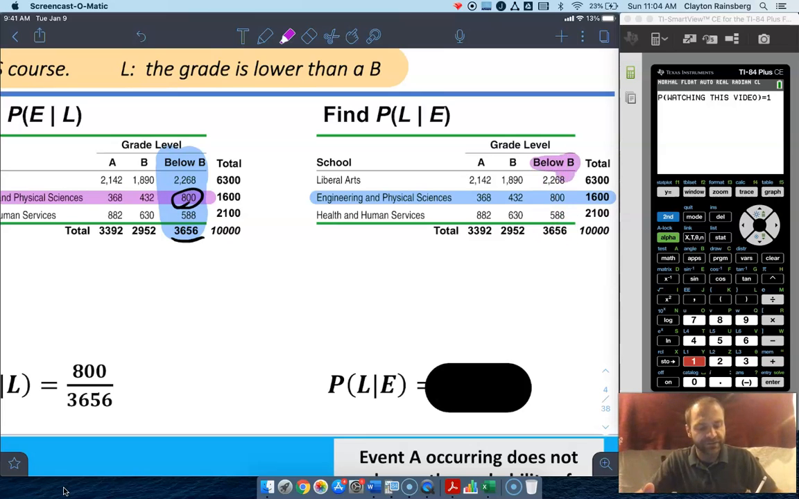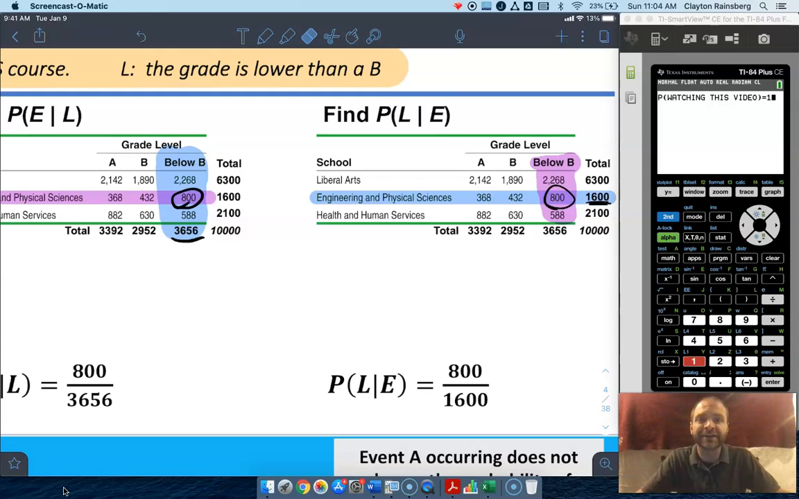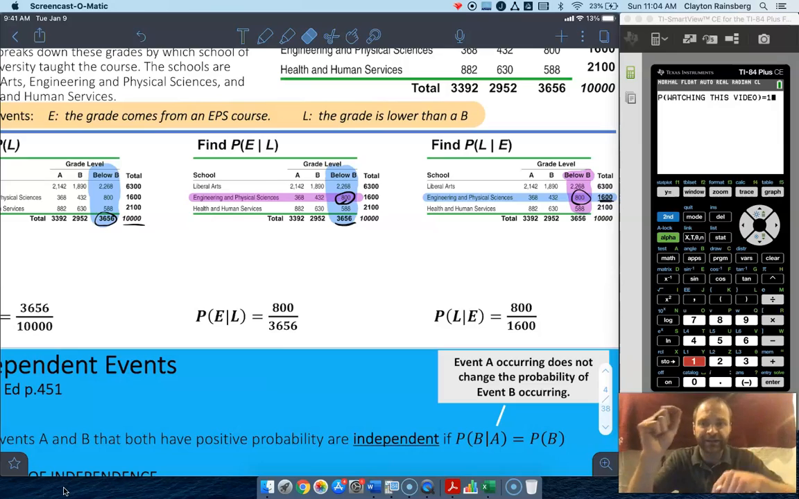And so when I look at this, where do these intersect as well? Well, these intersect at the same place. They intersect at 800. But notice, what is the first event this time? The first event this time had 1,600 total. That engineering and physical sciences college, that grade had to come from there. There was 1,600. So our answer here is 800 over 1,600, or 0.5. This is conditional probability. You're analyzing an event occurring and then another event happening after that. So that's where we get the given that.